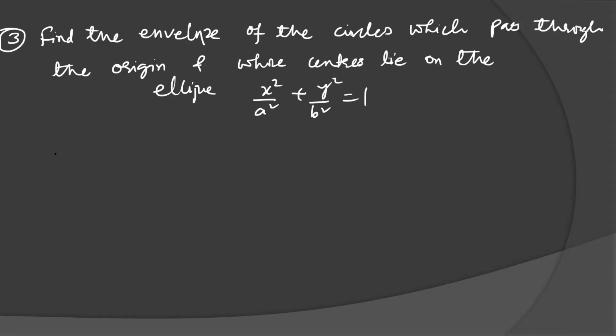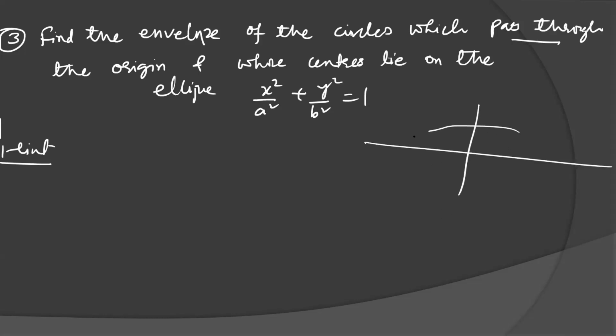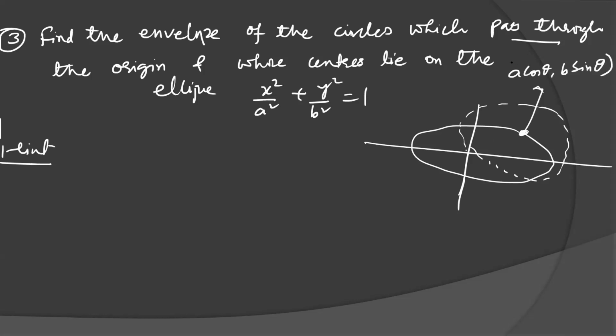So I'm giving you a hint here. Passes through origin, okay, no problem. And center lie on ellipse. So this is your ellipse. And suppose center lie here. And passes through origin, this is your circle, suppose. So what will be this point? A cos theta comma b sin theta, and theta is parameter. By different values of theta, your center will be here. If theta is 90, center will be here. So these are the parametric coordinates of the ellipse. So center will be a cos theta comma b sin theta. Now you have to eliminate theta.